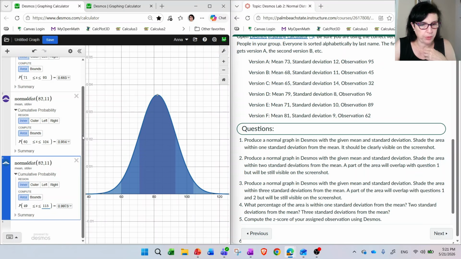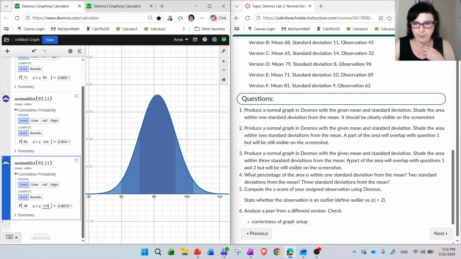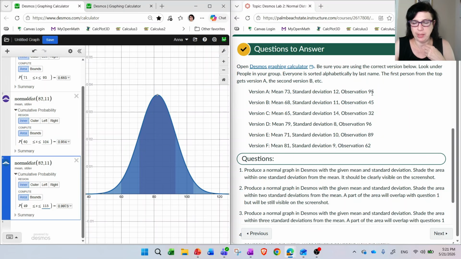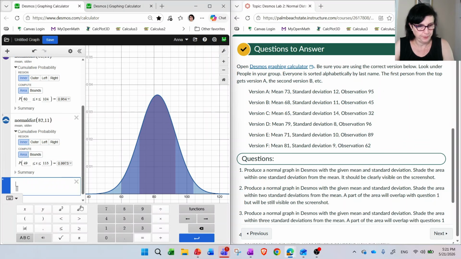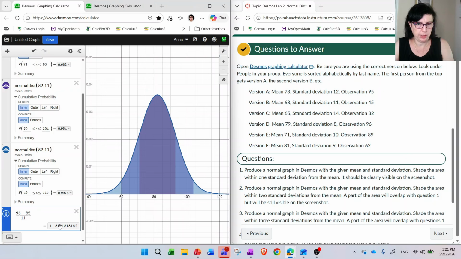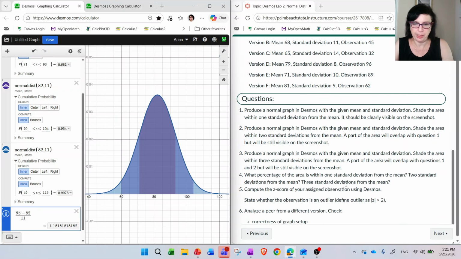Okay, now we are ready to answer, except we also need to find the z-score and answer if it's an outlier. Let's say you have an observation, let's say 95. Is that an outlier? Okay, so look at whatever you have, depending on your version. Right, so I am going to find 95. What is its z-score? To do that, I'm going to click on division. And then on the top, I'm going to start with the number I'm trying to find the z-score of, subtract the mean, and divide by the standard deviation. Okay, I just mistyped the mean. Okay, so I've got 1.18. Now, how do I know if this number is an outlier?